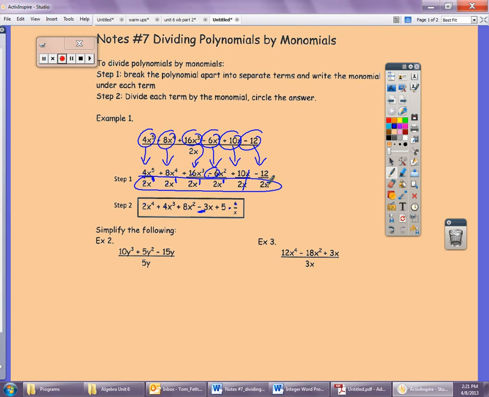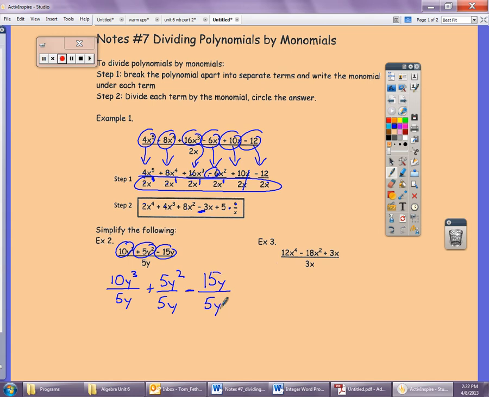Now we have a couple examples we'll look at. So the first thing we do in example 2 is we break it apart into the three terms. Well, here's our three terms. So we do 10y to the third divided by 5y plus 5y squared divided by 5y. Now I'm going to write minus because it's minus 15y, so minus 15y divided by 5y.